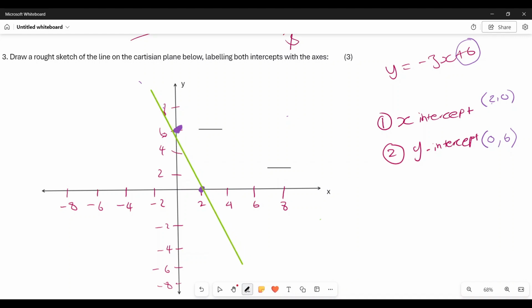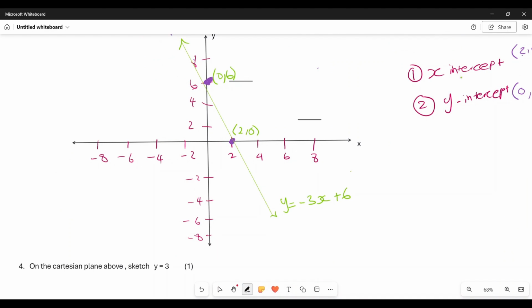So my graph should look something like this. Remember to draw your two arrows here to show that your graph continues. Now, you need to name your graph. Remember, my graph is y equals minus 3x plus 6. After, you need to show us your x-intercept and your y-intercept. Write down the two coordinates. Remember, I said here my coordinates would be 2 and 0. You need to show that. And here, my coordinates would be 0 and 6 at this point. You need to write them, and this would be your complete graph.